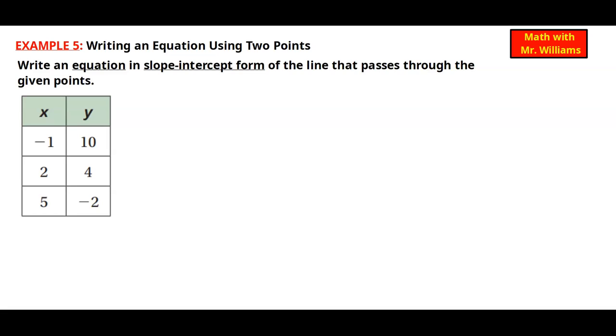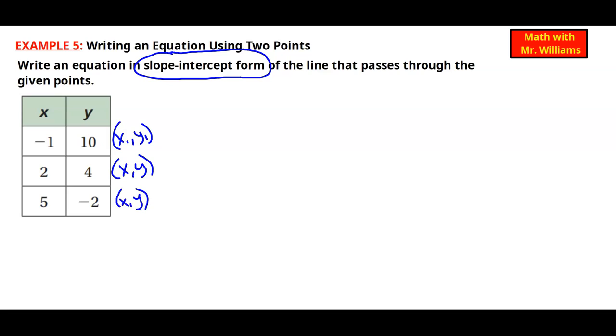Math of Mr. Williams, example 5, writing an equation using 2 points. Write an equation in slope-intercept form of the line that passes through the given points. All right, so we have 3 different points to choose from. I like to start off with calling this one the x1, y1, and then if we need to, this will be our x, y, or we can choose this one for our x, y.